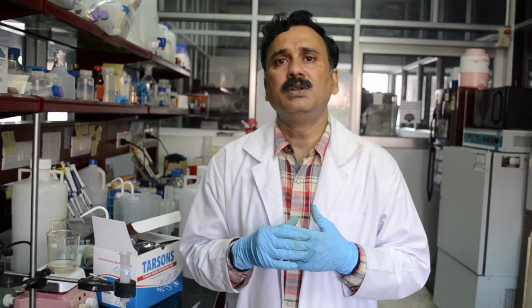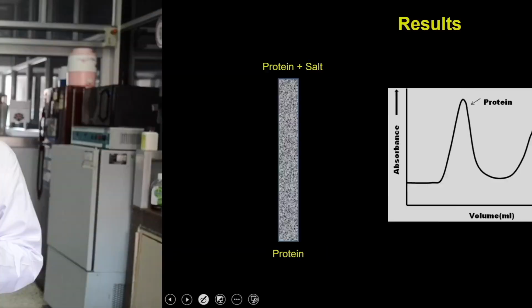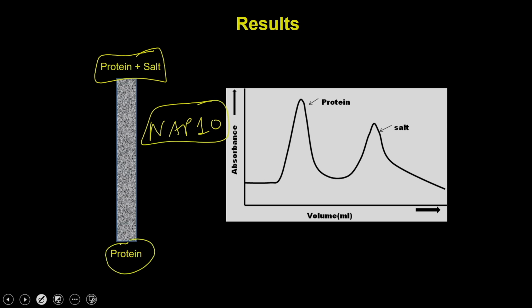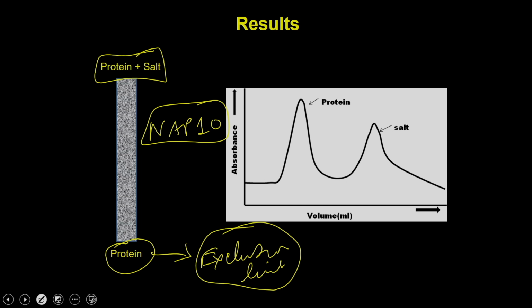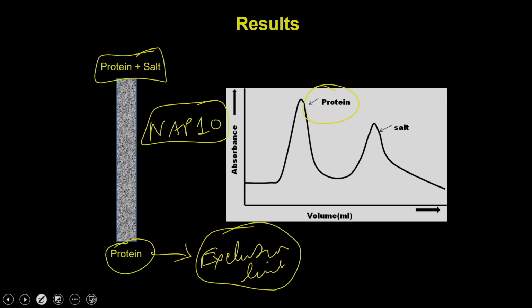So this is all about the desalting of proteins with the help of the NAP column. Ideally, what we are doing is loading a protein-salt mixture onto a NAP column. The NAP column is a G25 column, and because the protein is very big, it is present in the exclusion limit of that column and will not be fractionated, so the protein will come first and you can collect it.